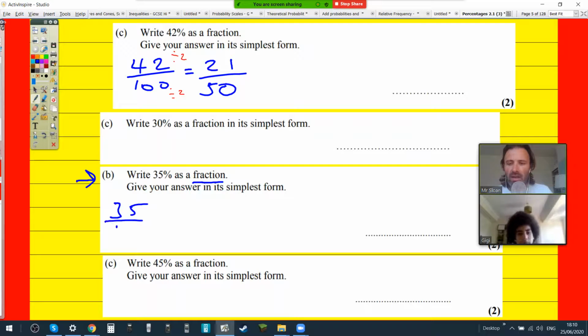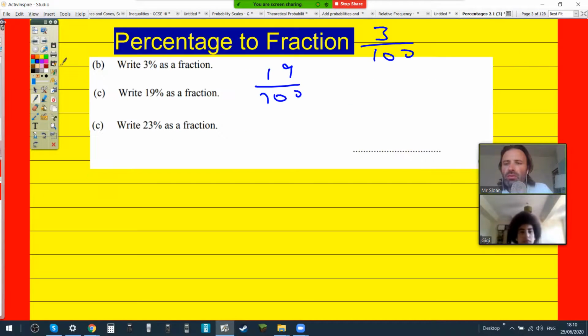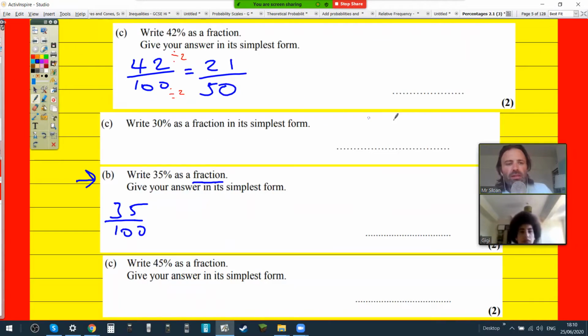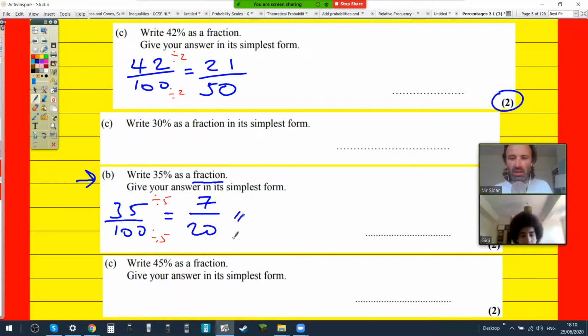35/100. Yeah, and so these are all past exam questions that I took from papers. The previous ones were 1 mark questions. These are 2 mark questions. So this is worth 1 mark, 35/100. Make sure you get that easy 1 mark first. And then is there a number that you can divide both the top and bottom by? 5. So try dividing them both by 5. What do you get? 7/20. Well done. And the bottom one.